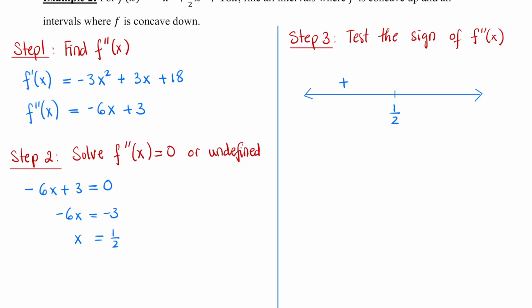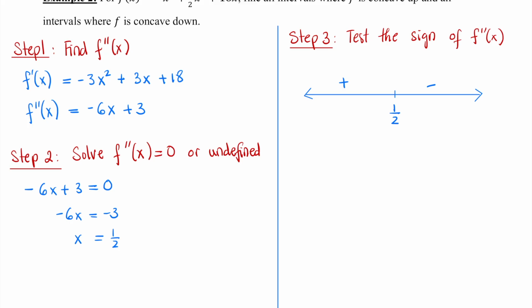Next, pick a value in this interval. You can pick any value that is greater than 1/2. Say I pick 10, and I plug 10 into the second derivative. 10 times negative 6 is negative 60. And negative 60 plus 3 is negative.